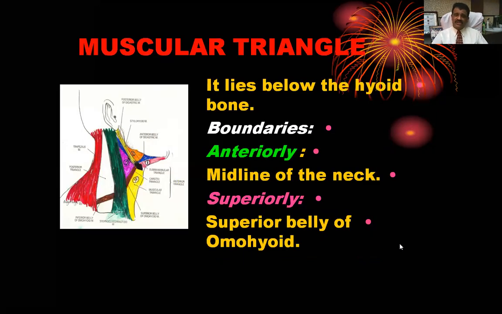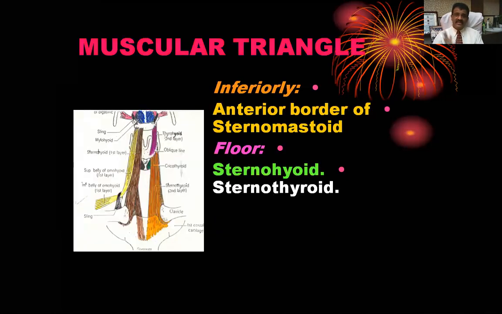Now last is muscular triangle. It lies below the hyoid bone. You can see hyoid bone here. And the boundaries of muscular triangle, the first is anteriorly muscular triangle is bounded by the midline and superiorly by the superior belly of omohyoid muscle. Okay. And inferiorly by the anterior border of sternocleidomastoid. Sternomastoid muscle means sternocleidomastoid. In short, sometimes it is also called as sternomastoid muscle.